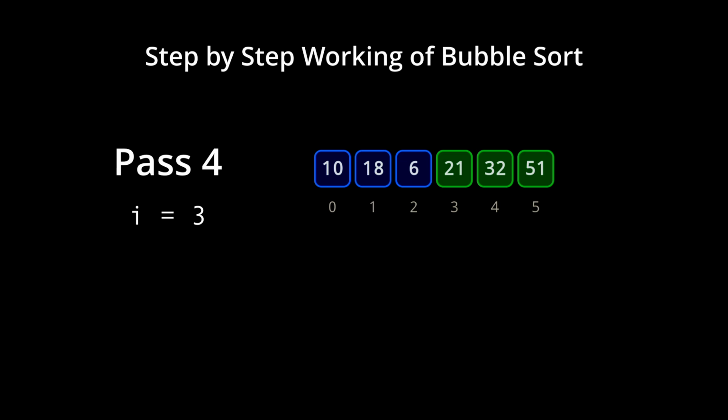Pass 4. Compare 10 and 18, already in order, do nothing. Compare 18 and 6, 18 greater than 6, so swap these two elements. 18 bubbled up. Pass 5. Compare 10 and 6, 10 greater than 6, so swap these two elements. 10 in correct place now. Pass 6. Compare 6 and 10. Already in order, do nothing. Since no swaps were needed, the array is fully sorted.